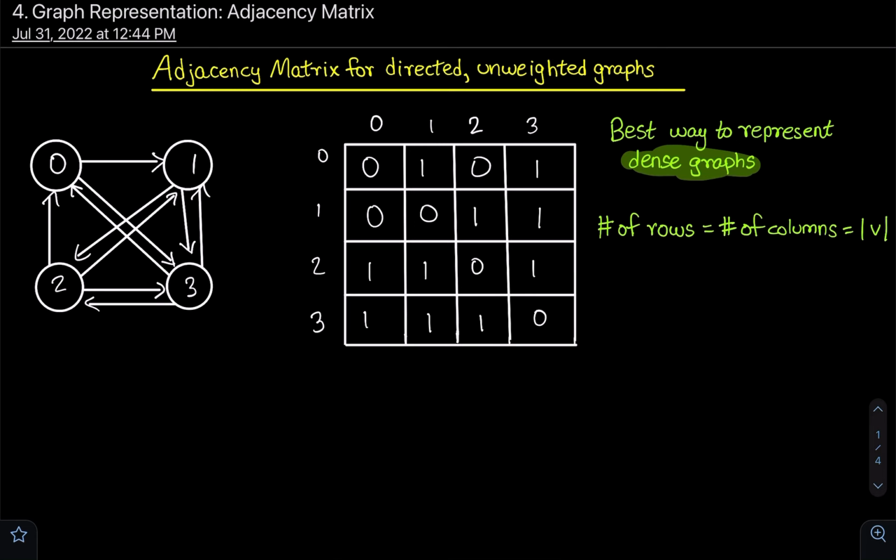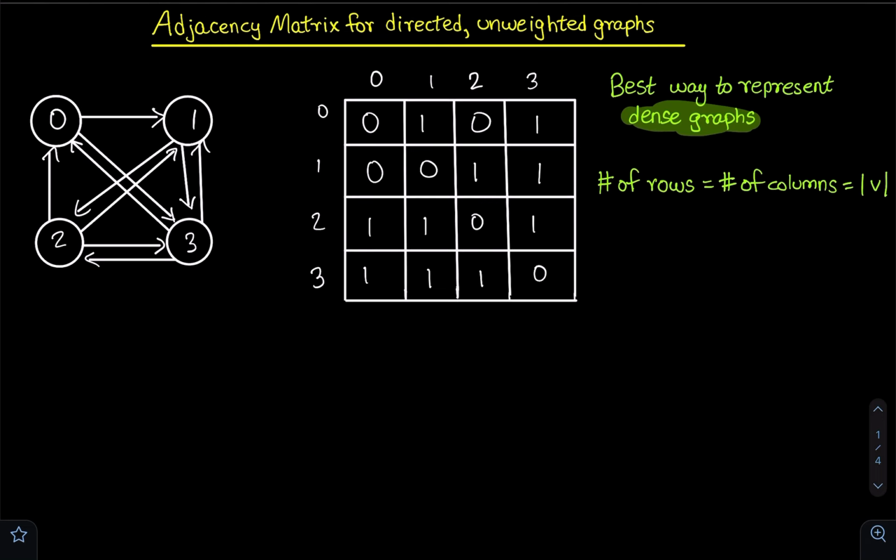Similarly, we will fill the rest of the matrix with this way of judging whether there's an edge or not. As we can see, there's a pattern here. If you look at this diagonal from top left to bottom right, all of it is filled with zeros, which means there are no self loops. There is no edge from 0 to 0, 1 to 1, 2 to 2, or 3 to 3. That's why the diagonals are filled with 0.